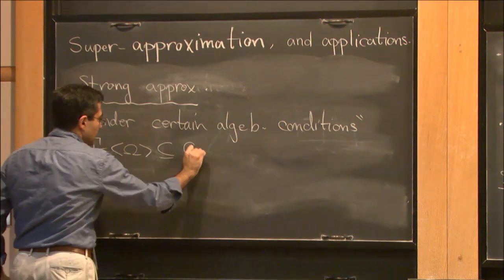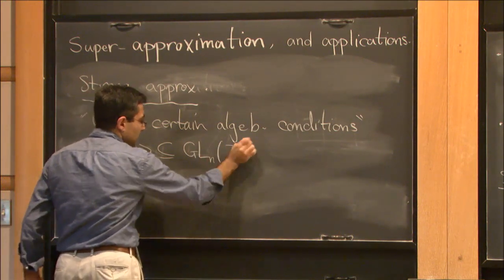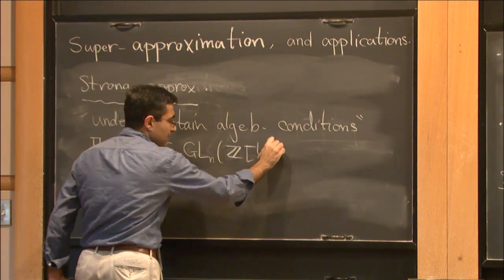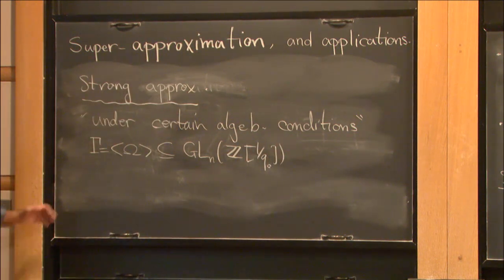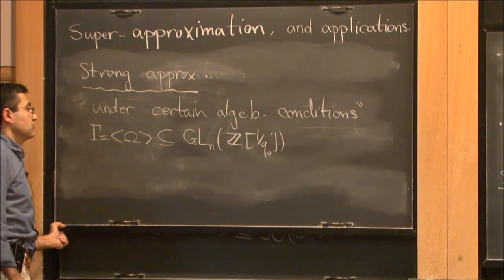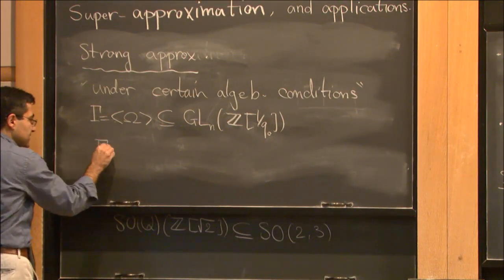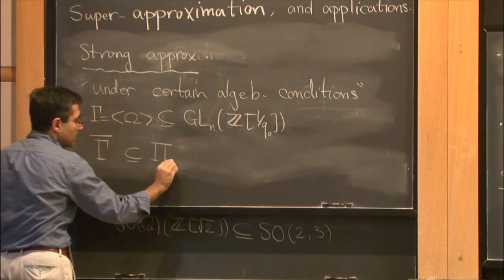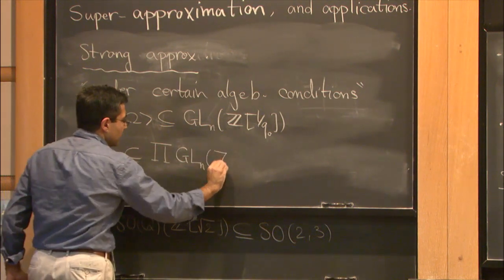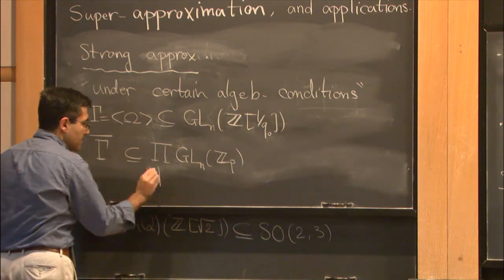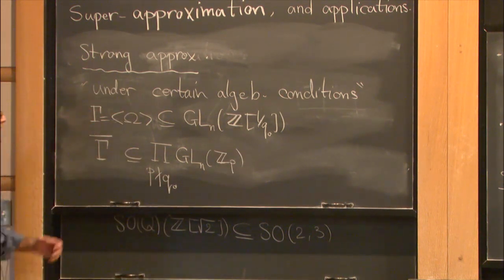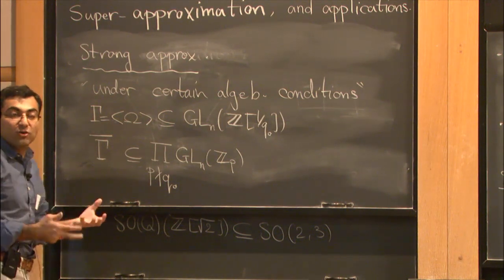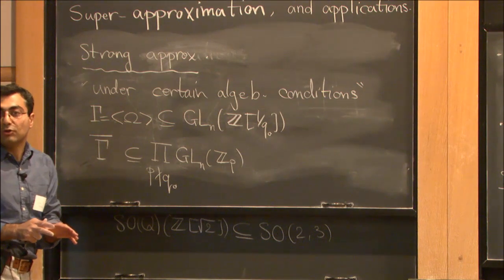a subset of GL_N(Q), if it's finitely generated, this is essentially inside... the denominator cannot have more than finitely many primes. So I start with a finitely generated subgroup of this, and then I ask, what is the closure of this inside the product of GL_N(Z_p)s, if p doesn't divide Q naught. And under certain algebraic conditions, it says that this closure can be described through the Zariski closure of gamma.